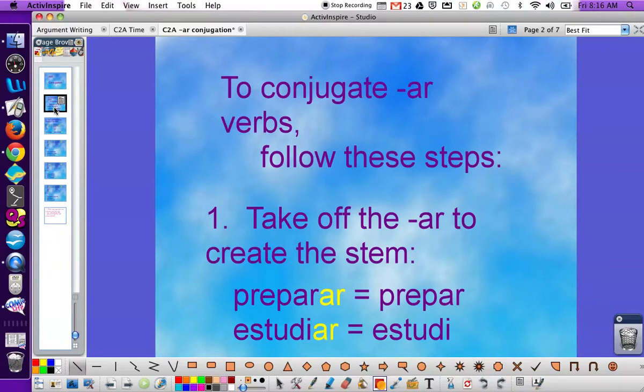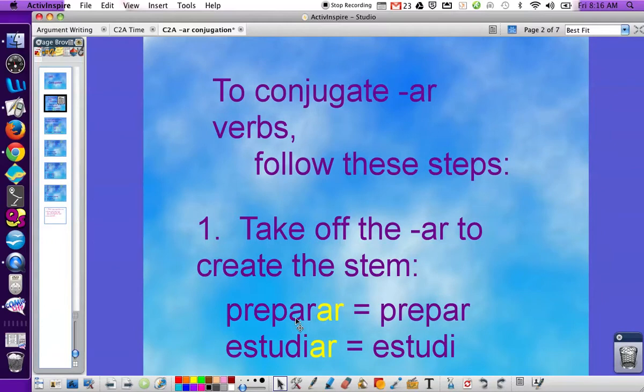And the first step, which you really do need to write down, is to take off the AR to create what's called the stem. So I have two words here. I have preparar and estudiar. Preparar is a cognate. It does mean to prepare. If I was going to make the stem, I take off this AR, and I'm going to write P-R-E-P-A-R, prepar. That's the stem. Our second one is estudiar. Hopefully you remember that estudiar means to study. If I take off that AR, I'm left with the stem estudi, E-S-T-U-D-I. So that's the first step. Take off the AR to make the stem.